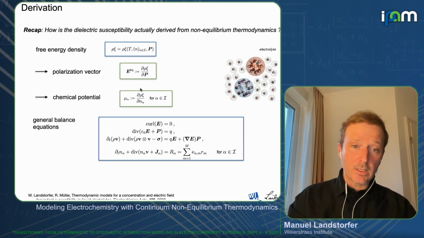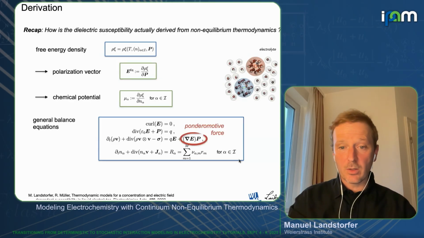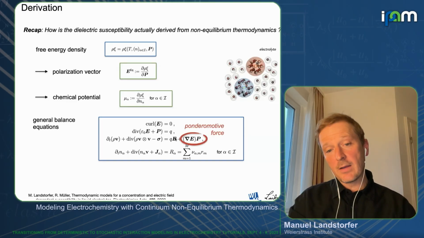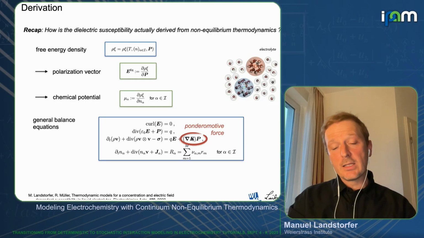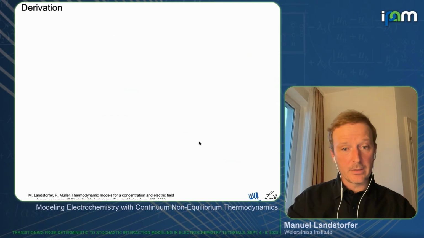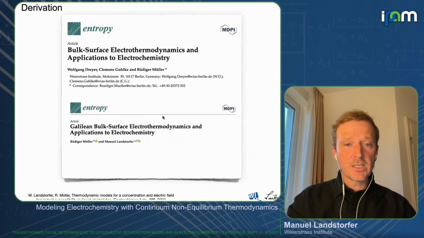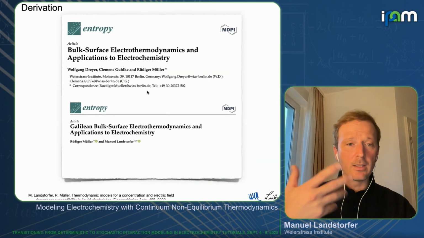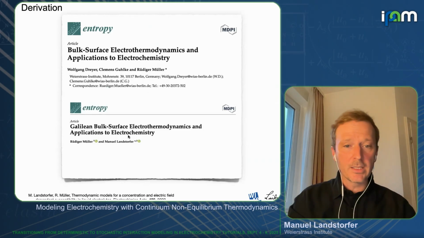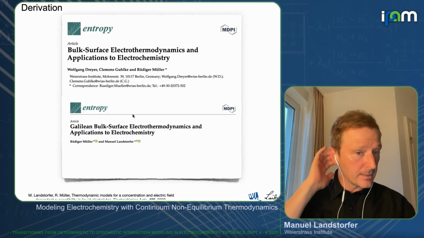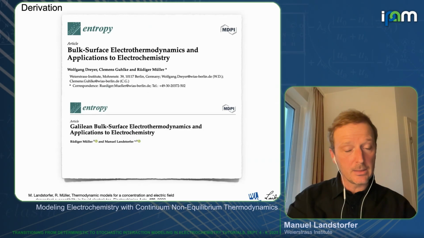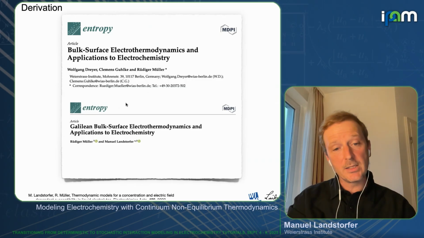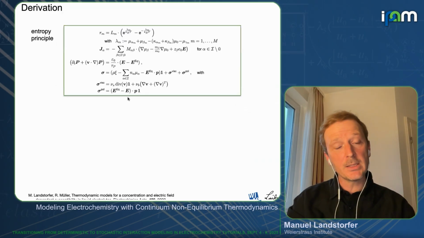Another aspect of having this is something called the ponderomotive force. So on the right hand side of the Navier-Stokes equation you have not only the electrostatic or Lorentz force, but also gradients of the electric field times the polarization vector. We also have a sequence of papers on the derivation of the field theory for this, based on coupled electrodynamics and thermodynamics. What follows now is basically a brief summary of these two papers.